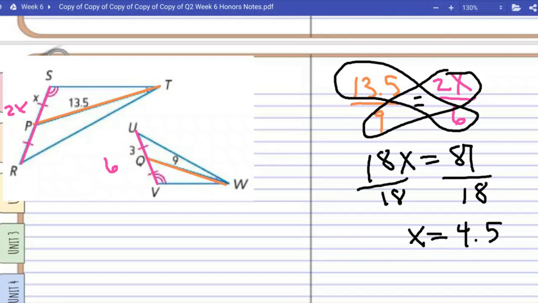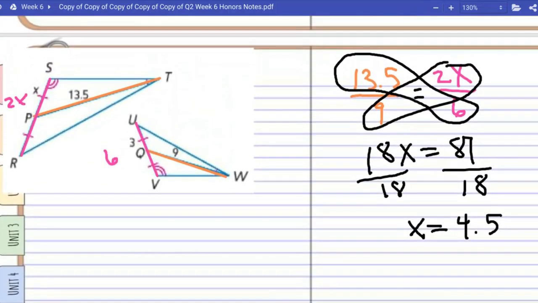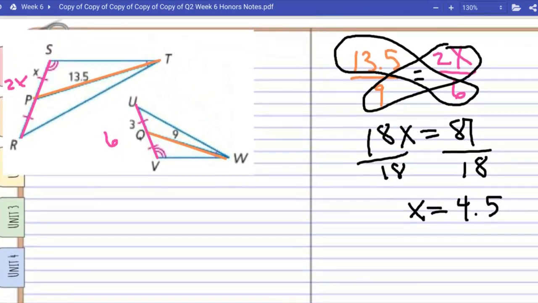Depending on which way you're going, 1.5 is 3 halves, right? So the triangle is either getting 1.5 times bigger, 3 halves bigger, or if you're going from the big to the small, it's getting 2/3 the size. The side lengths are. So scale factor is 1.5 or 2/3, depending on which way you're going. That's just a little added bonus.